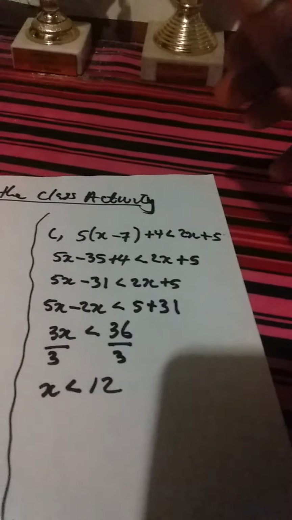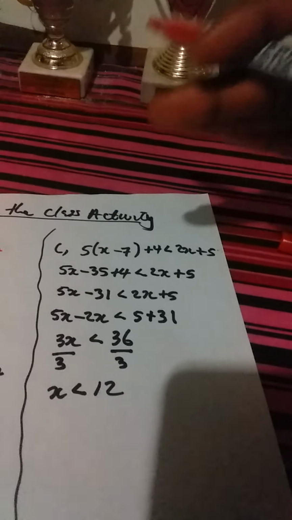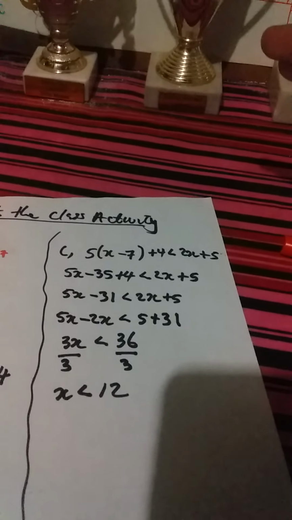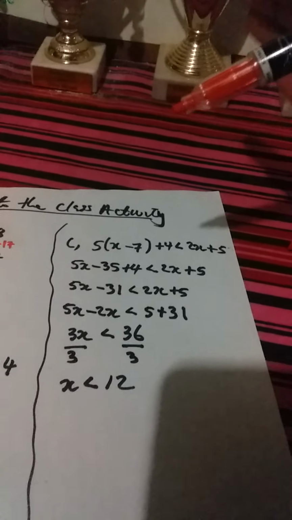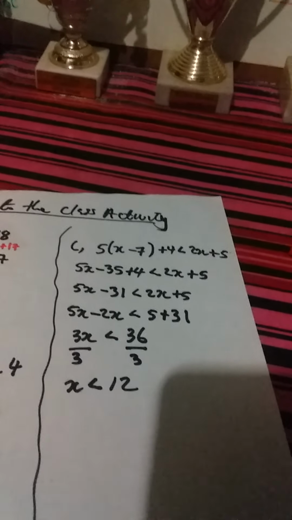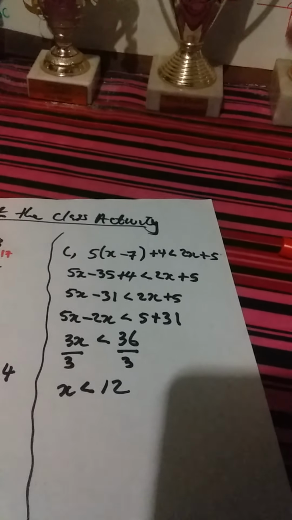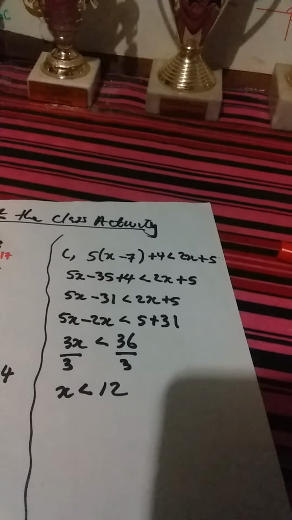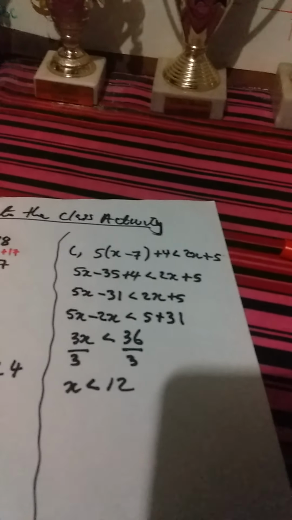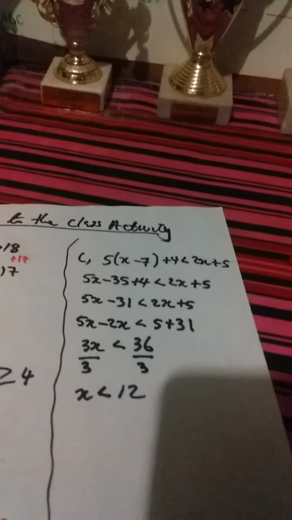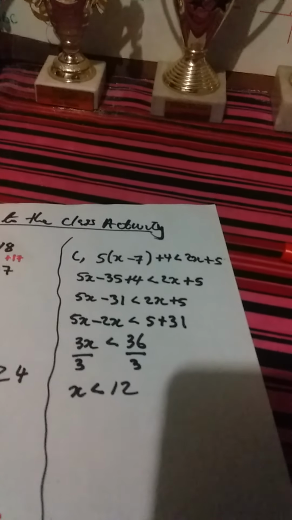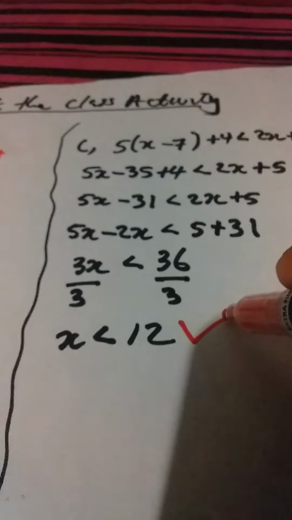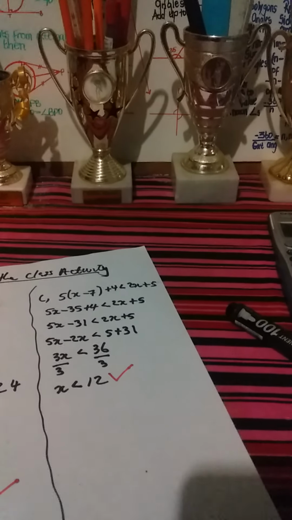And in C we have 5 into x minus 7 plus 4 less than 2x plus 5. You have to expand. Then you collect your like terms, all the terms with x on one side and all the constant terms on the other side. You simplify, you add them, then you end up having 3x less than 36. We want the value of x, therefore we have to divide with 3 on both sides. That will give us the final answer of x less than 12. That will be our final answer here. So that is the feedback.